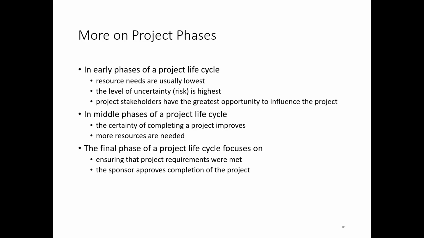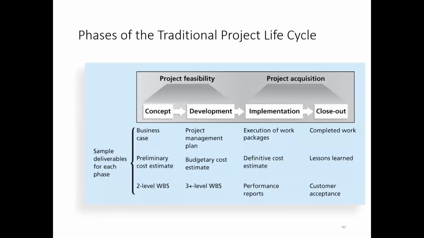So at the start of each project, the risk is high. This is one of the things. The risk reduces at the end of the project. That's why the risk is high at the start: everything is uncertain. At the end of the project, most of the things are certain, and we should ensure that project requirements are met at the end of the project.